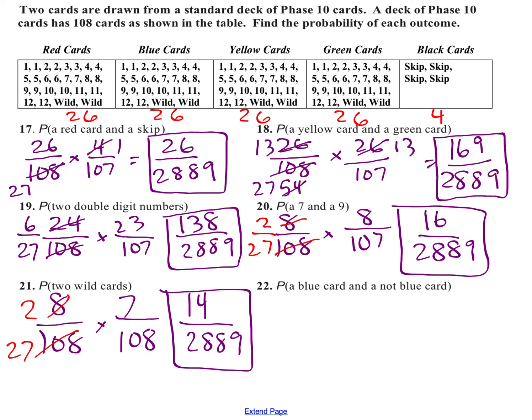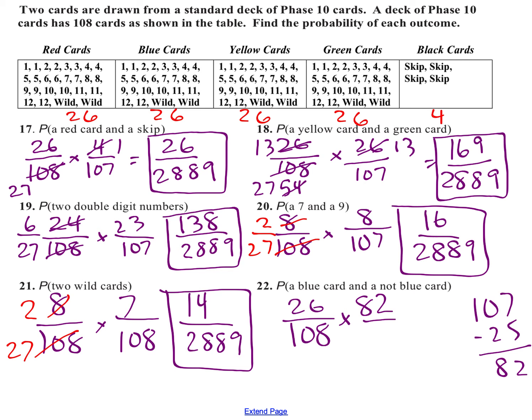Okay, number 22, a blue card and a not blue card. All right, a blue card, there are 26 of them out of the 108. And not blue cards, well, now there's still 26 blue cards... not blue cards would be 82 out of the 107 cards. And actually we could add that up. 26 red, 26 yellow, 26 green, plus 4 black cards would come out to be 82. I guess the skip cards are black.